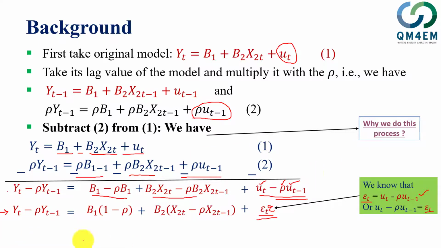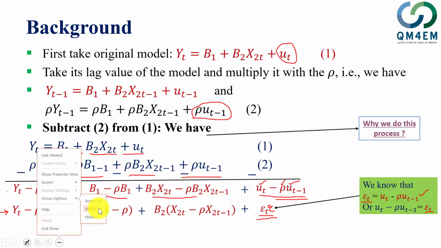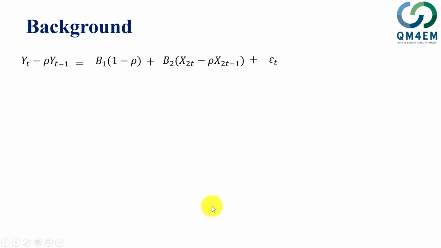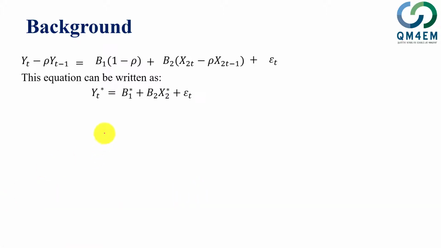So let me take this model to the next slide and describe a few properties of this model. This is the model which we just obtained. This equation can be summarized further when we write it as y_t star equals beta 1 star plus beta 2 star x2_t star plus the epsilon term. So this term is y star, this one is beta 1 star, and this one is x2 star. So we have this new transformed model.